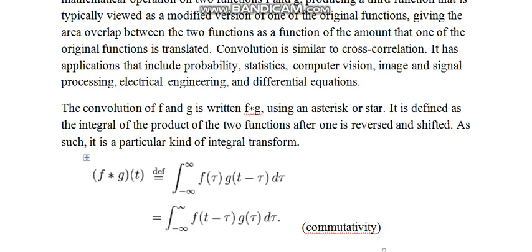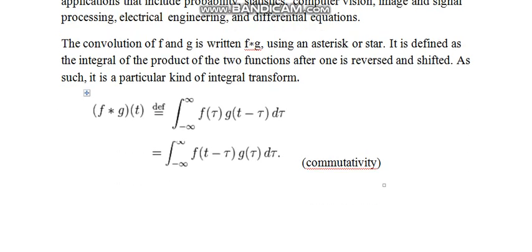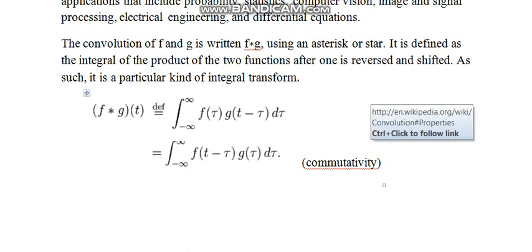Now the convolution of f and g is written as f star g, using an asterisk or star sign. It is defined as the integral of the product of the two functions after one is reversed and shifted. As such, it is a particular kind of integral transform. Mathematically, convolution is defined by a function which follows the property of commutativity.